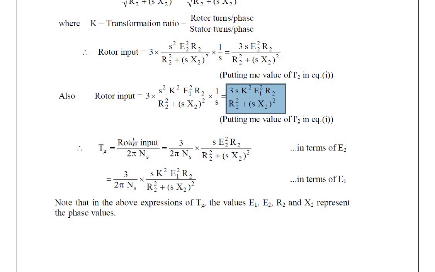So now Tg is equal to rotor input divided by 2 pi ns. Simply put the value of this into this. So 3 divided by 2 pi ns multiplied by S E2 square R2 divided by R2 square plus SX2 whole square. So this is the equation of Tg in terms of E2, and 3 divided by 2 pi ns multiplied by S K square E1 square R2 divided by R2 square plus SX2 whole square. This is the equation in terms of E1.